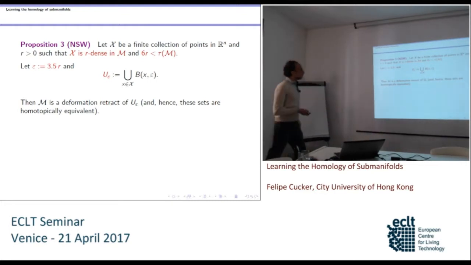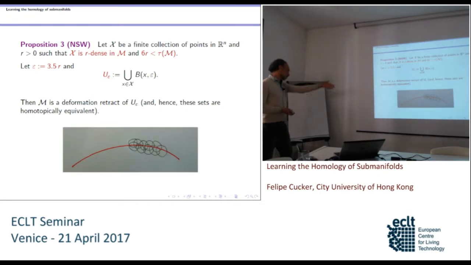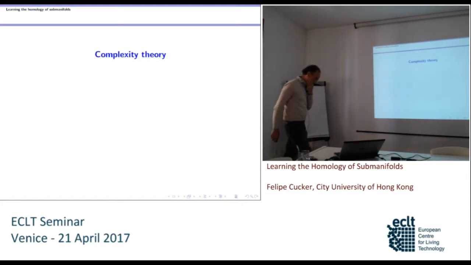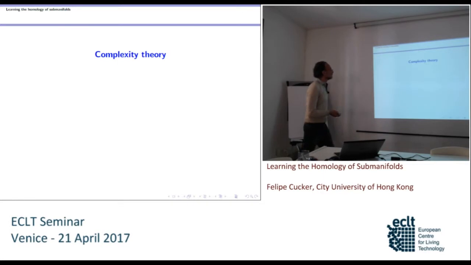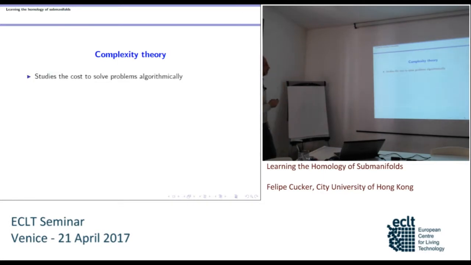So when I saw this, I said, well, this is a picture that could be interesting to use in an algorithm in which I'm not doing learning. I am given data and I want to learn the homology of some sort of set. So let me go maybe a bit quick over it.